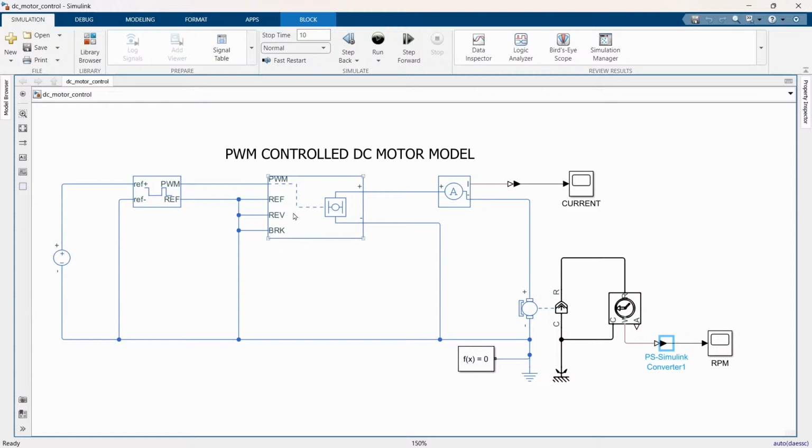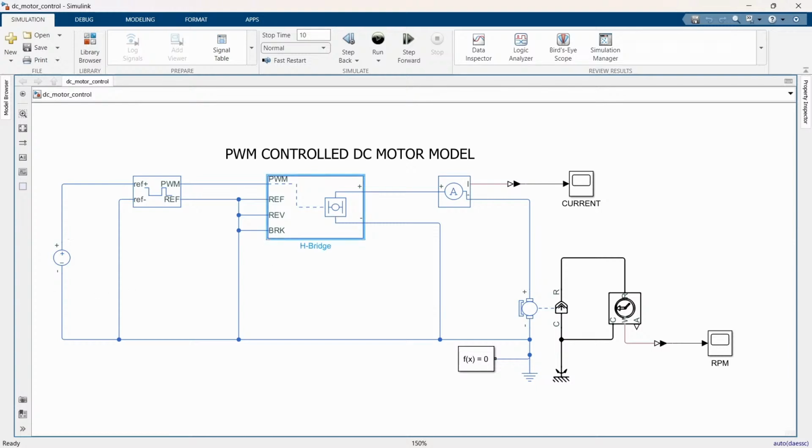So next we have a controlled PWM voltage block. So what is this block? Basically, this block generates a signal, like a pulse width modulated input for our motor. PWM is a method where we rapidly switch a signal on and off to control the power delivered. So this block creates the signal to control the motor speed.